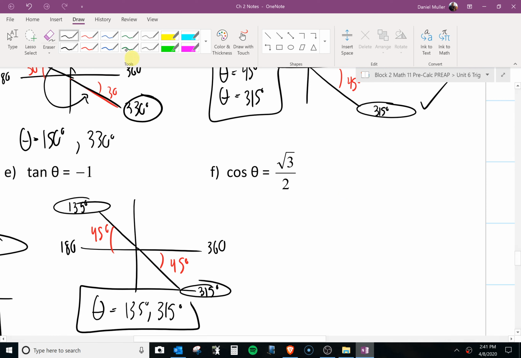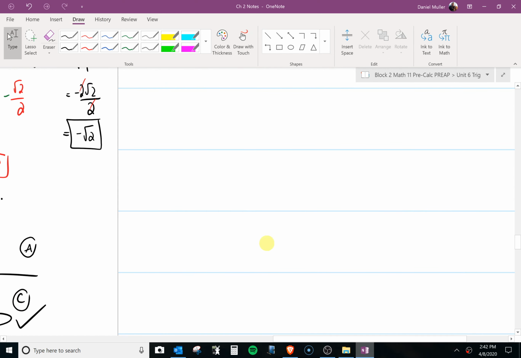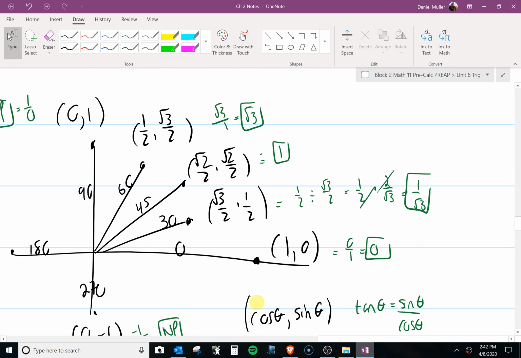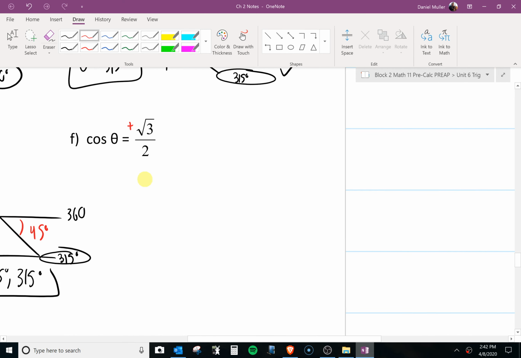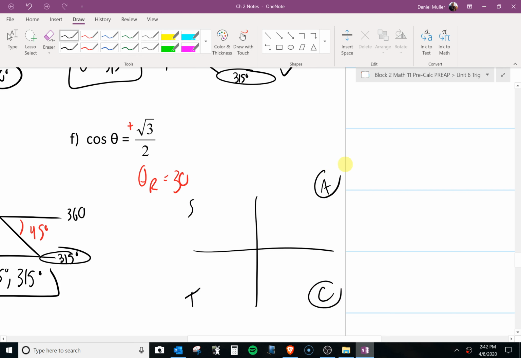Lastly, cos of theta equals √3/2. It's a positive √3/2. So when does cos give me √3/2? Cosine is on the left. So, right here, 30 degrees. So my reference angle is 30 degrees. And there are only 2 quadrants where cosine is positive. So cosine's positive here and here, in the all positive and in the cos positive quadrants. So those are going to be gone.